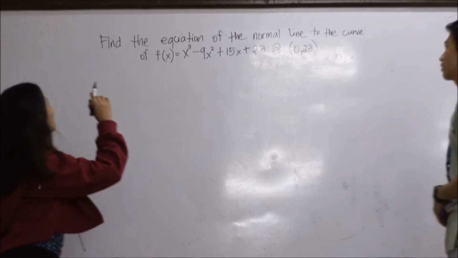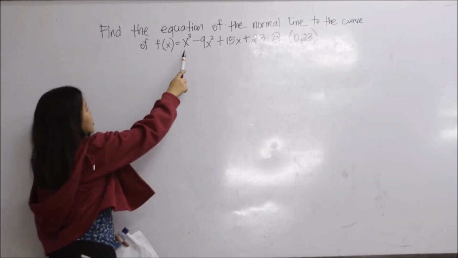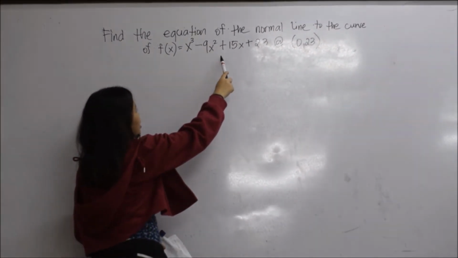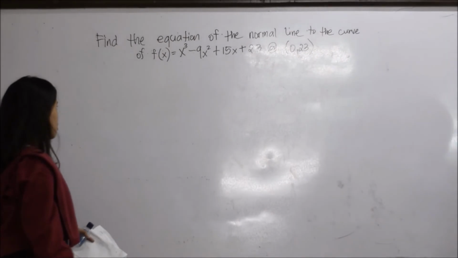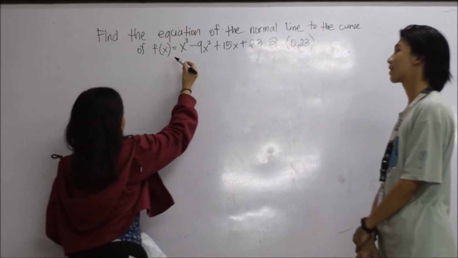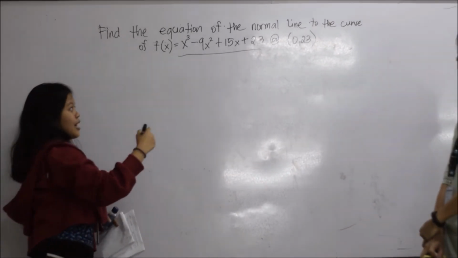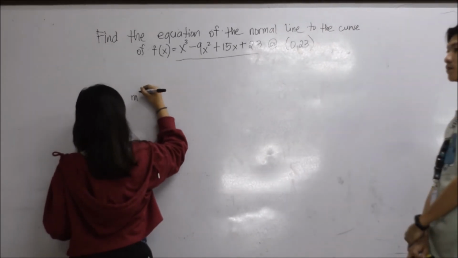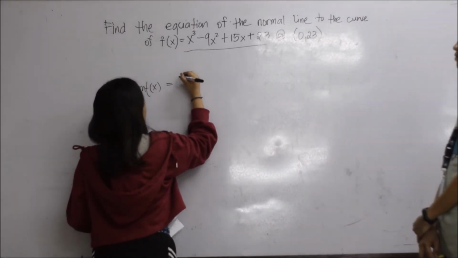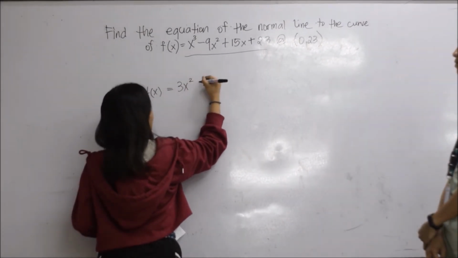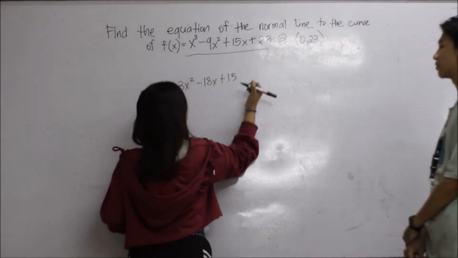That's it, thank you. Find the equation of the normal line to the curve f of x equals x cubed minus 9x squared plus 15x plus 23 at point 0, 23. So first, we will get the derivative to get the slope of the tangent line at any point, which is f prime of x equals 3x squared minus 18x plus 15.